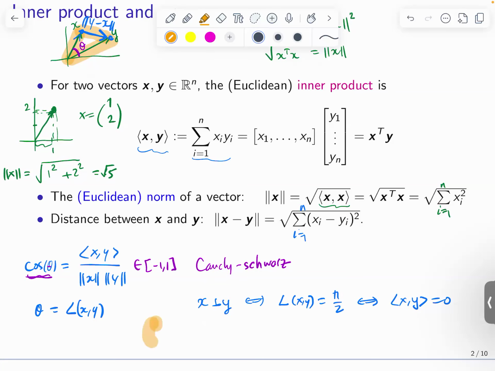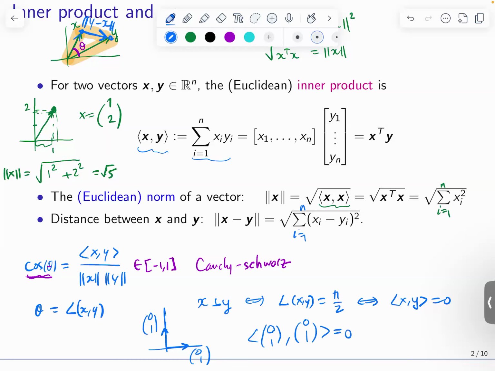So this is one vector, this is the other one. So 0, 1 and 1, 0. And then you can see that the inner product is really 0. It's obvious, but geometrically they're orthogonal, and then you can verify algebraically. Just multiply them. You get, sorry, the other way around.